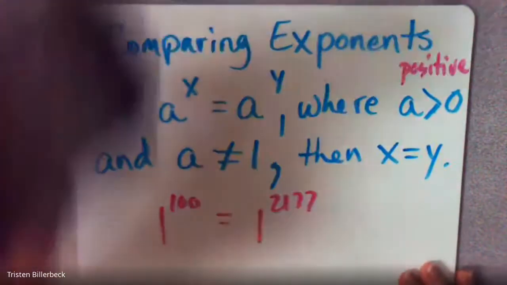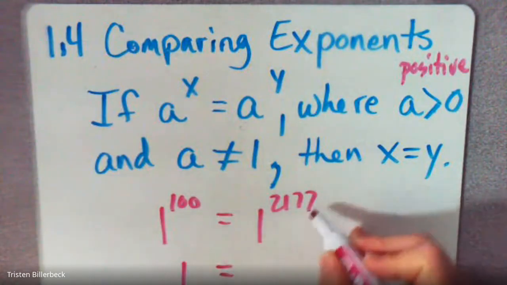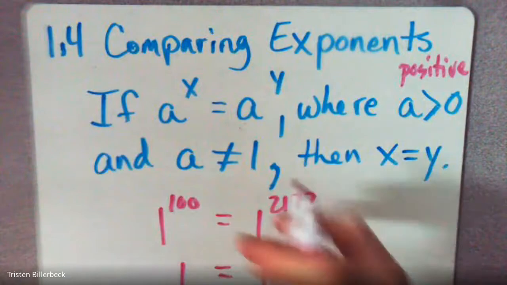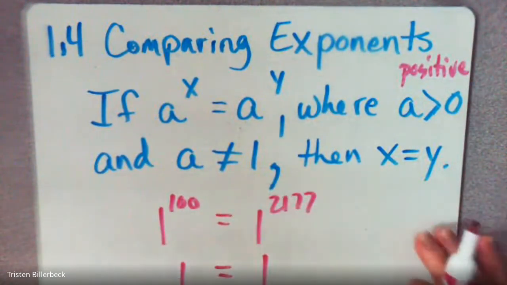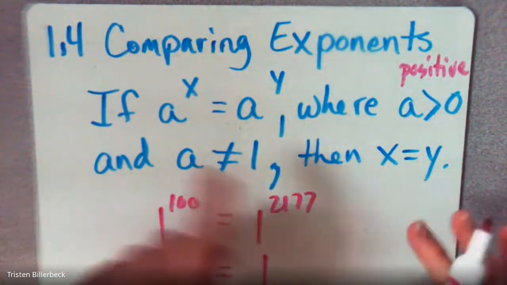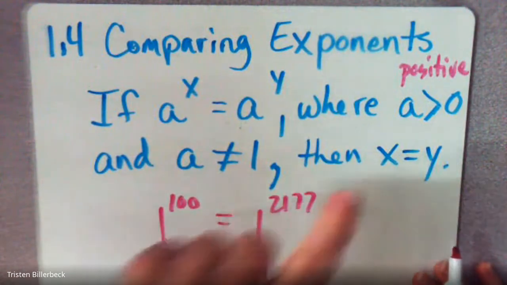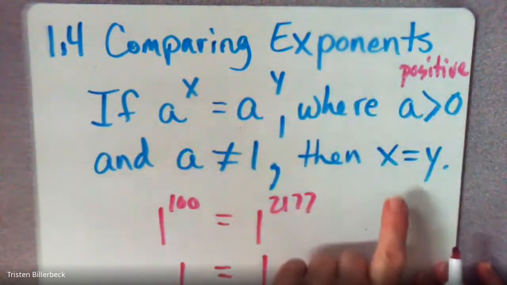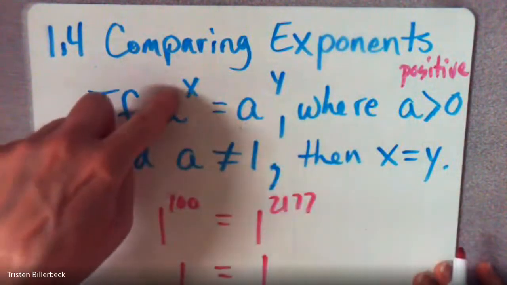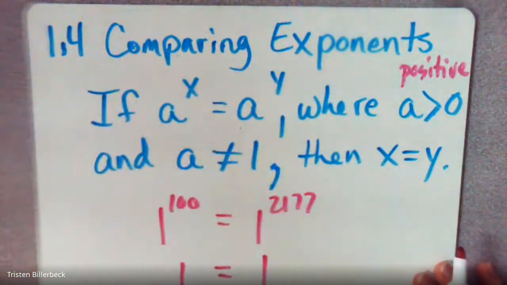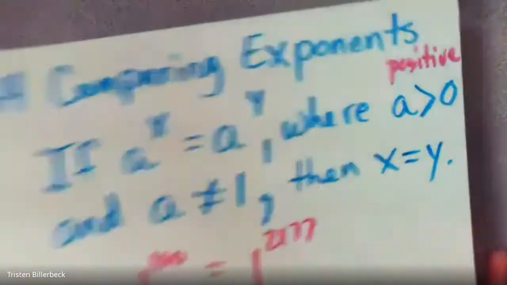So a cannot equal 1, because then a to the 100th is just 1, and this is just 1, so that doesn't make sense with this rule. So we have to rule out a equals 1. Okay, so if we have these conditions where a is not 1 and a is positive, then x equals y. So then this exponent has to equal that exponent. Pretty cool, huh? Okay, so let's do some examples.